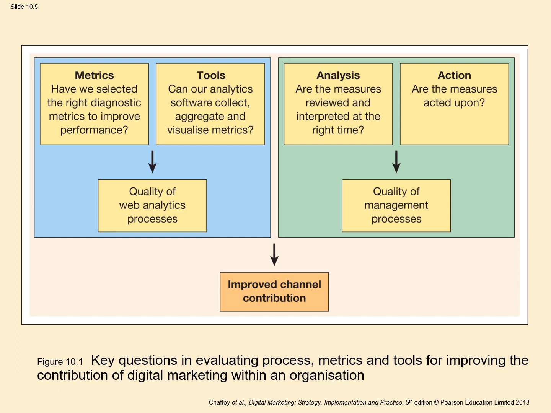For success in a measured approach for improving results from internet marketing, there are four main organizational prerequisites. They are broken down as shown in figure 10.1. You can check here that metrics is about how to select the right diagnostic metrics to improve the performance, while tools are the software used to collect, aggregate, and visualize the metrics. Both these metrics and tools will finally produce the quality of the web analytics process.